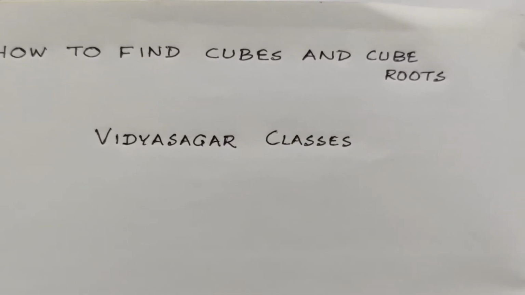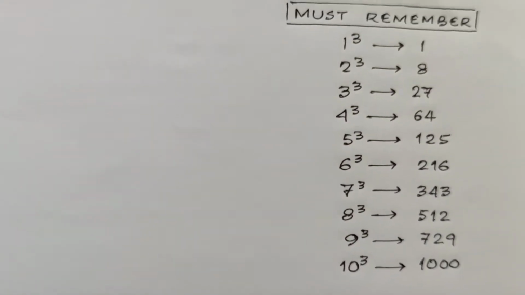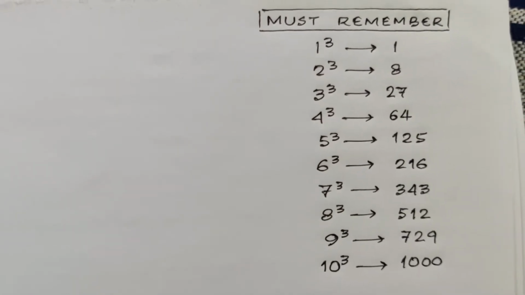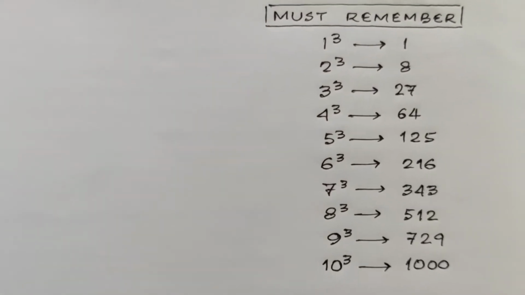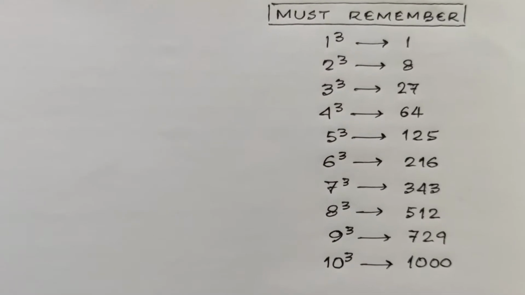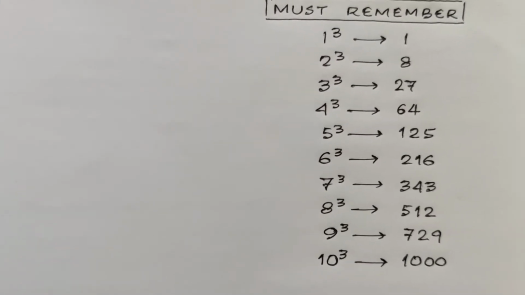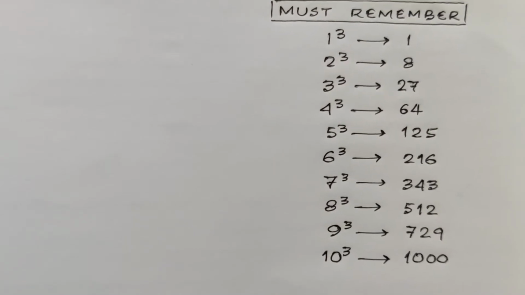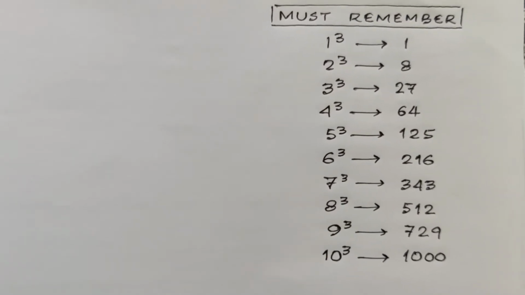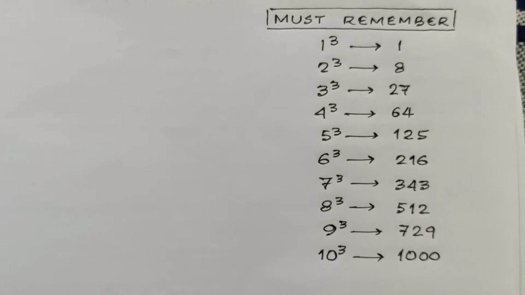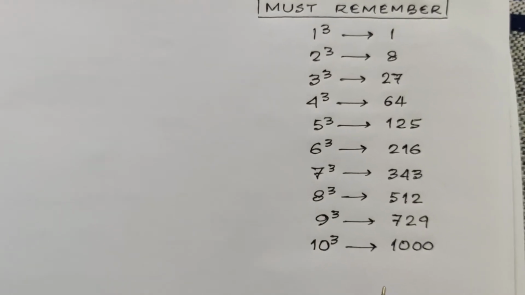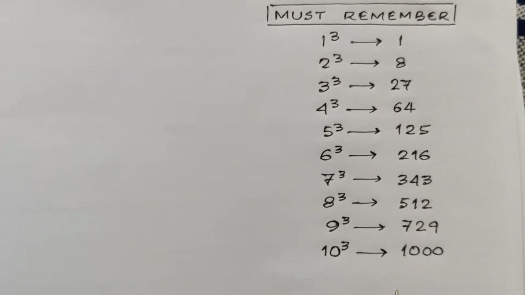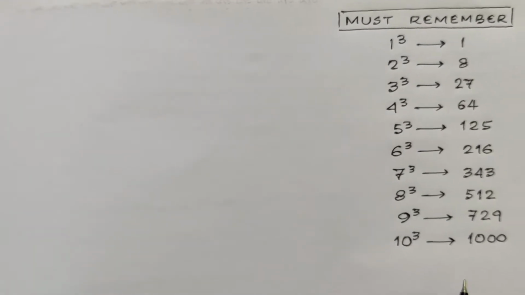So friends, the very first thing you have to remember is the cubes from 1 to 10. This is a must remember. The cube of 1 is 1, the cube of 2 is 8, cube of 3 is 27, cube of 4 is 64, cube of 5 is 125, cube of 6 is 216, cube of 7 is 343, cube of 8 is 512, cube of 9 is 729, and cube of 10 is 1000.